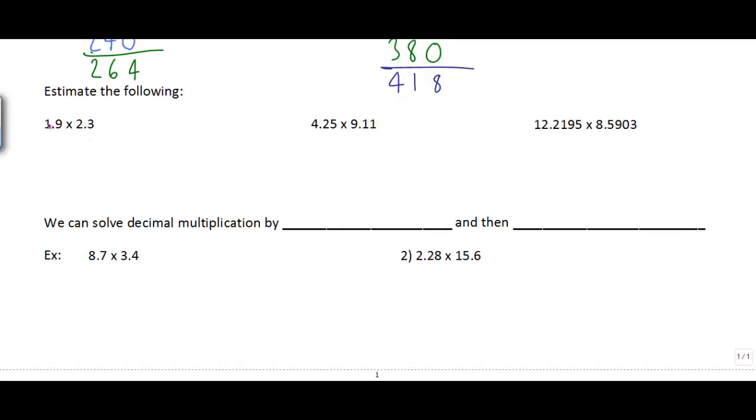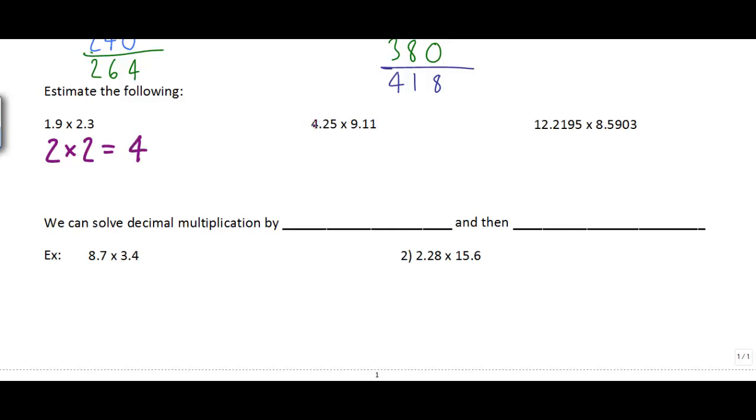So, for example, 1.9 times 2.3. Well, we can round these off. Remember our rules for rounding. If I have 1.9, that's actually really close to 2. And then I'm going to multiply that times 2.3. Well, that's actually pretty close to 2 as well. So I'd expect my answer to be somewhere around 4, roughly.